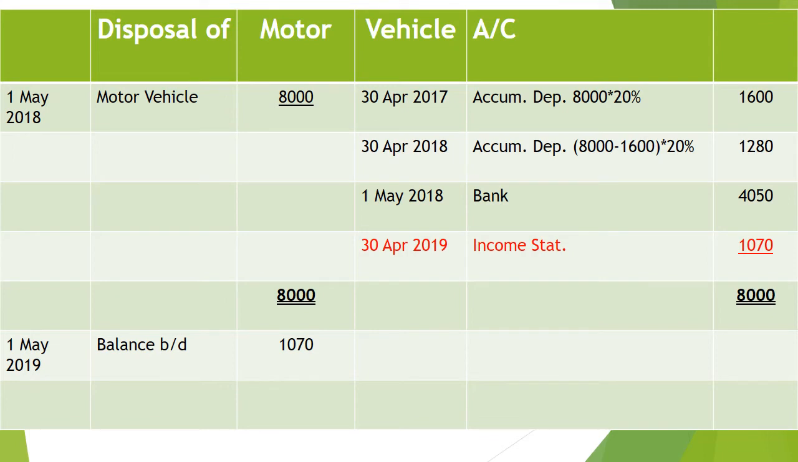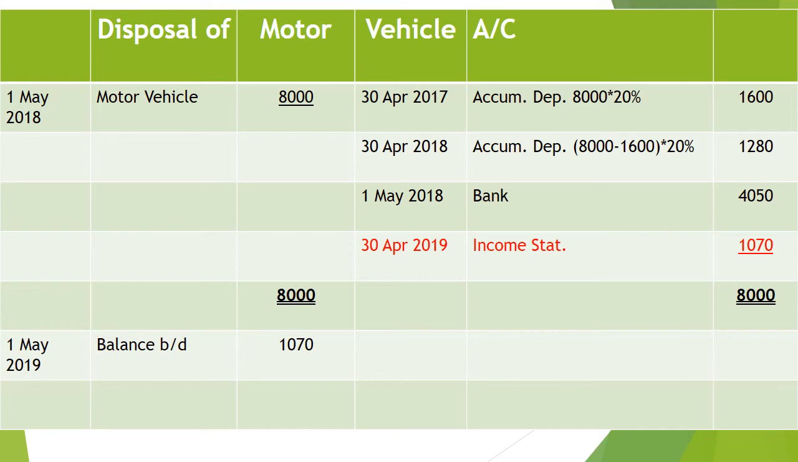This is the working of this account. Disposal of motor vehicle account: when we dispose of a motor vehicle, the disposal account will be debited and the motor vehicle will be credited. So it will be recorded on the debit side, 8,000, and we will take the accumulated depreciation of all years. We will take the depreciation of the first year, that is 2017.